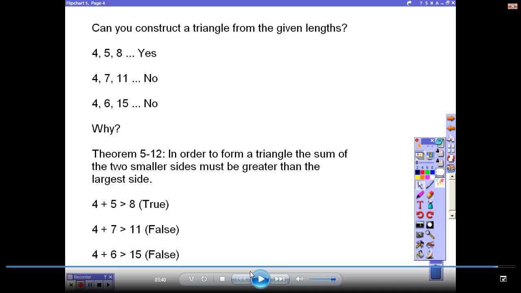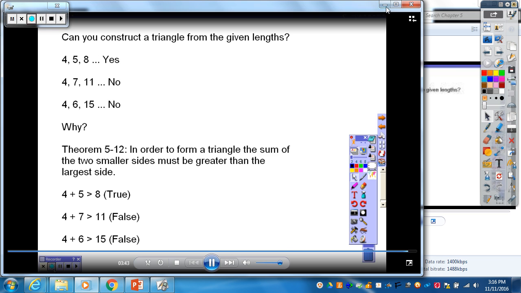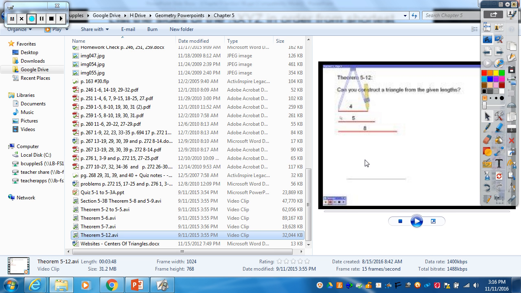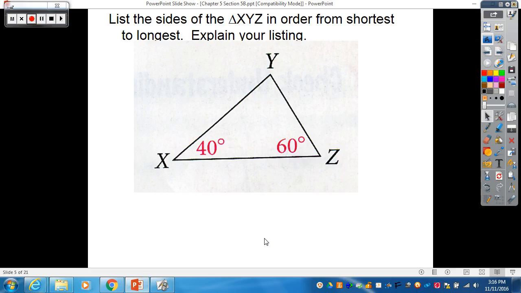Okay? And we can see that there. The sum of 4 and 5 is greater than 8, but the sum of 4 and 7 is not greater than 11, and 4 and 6 is not greater than 15. All right, so here's what I want to do. Let's go back to our examples here. Let me pull up that PowerPoint. Okay, and let's continue to work through some of these.